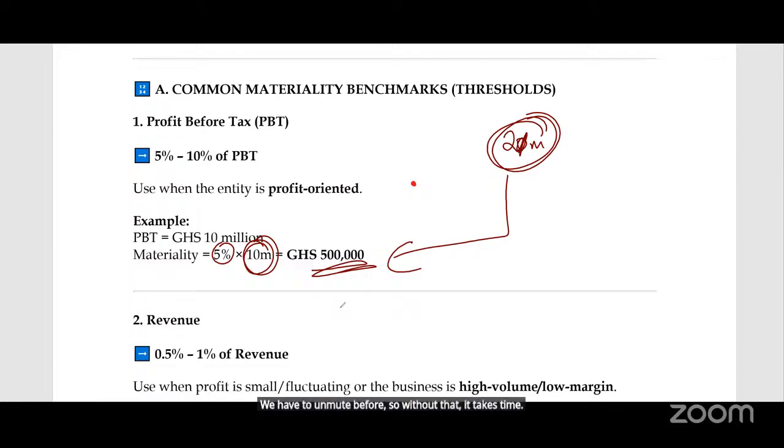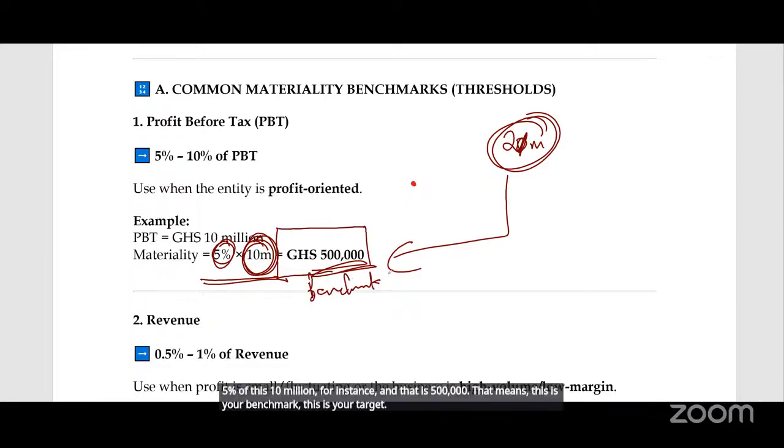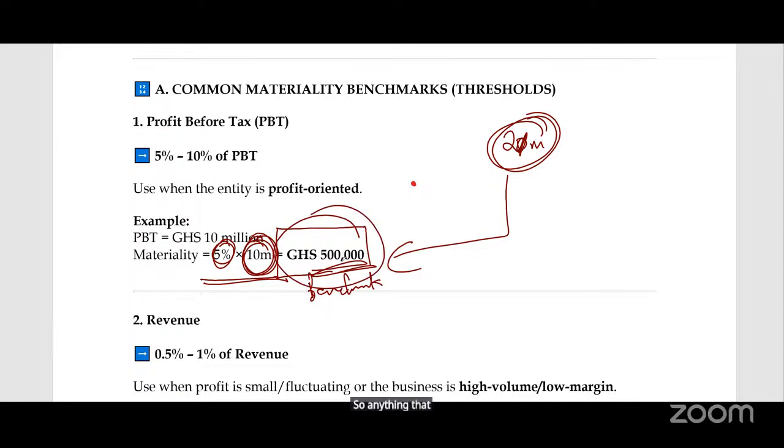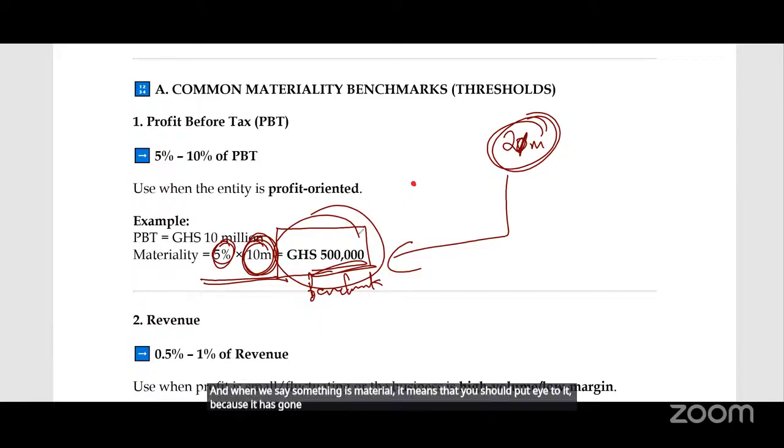But it's material. When we say something is material, this is your threshold. 5% of this 10 million, for instance, and that is 500,000. That 500,000 means this is your benchmark, this is your target. Anything that goes beyond this 500,000 is material. That's what we mean. And when we say something is material, it means that you should put an eye to it because it has gone beyond the minimum threshold. This is the minimum threshold. Anything this or beyond has to be checked.